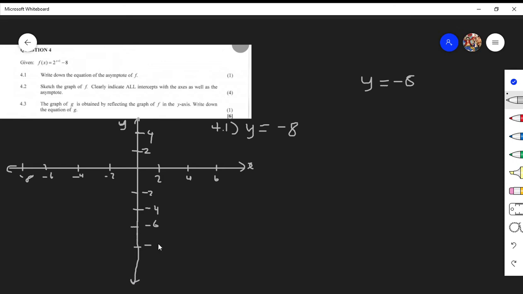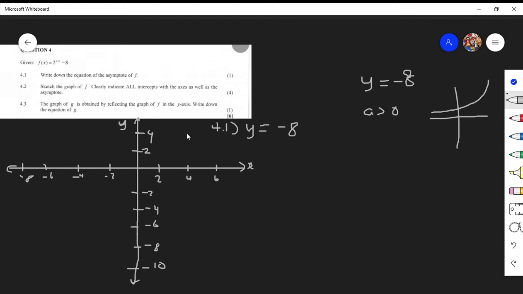So let's be negative 8 and negative 10. Okay, so we've got our asymptote of y is equal to negative 8. The next thing we can see is that a is greater than 0. Since a is equal to 1, then we know our graph is going to look something like this.